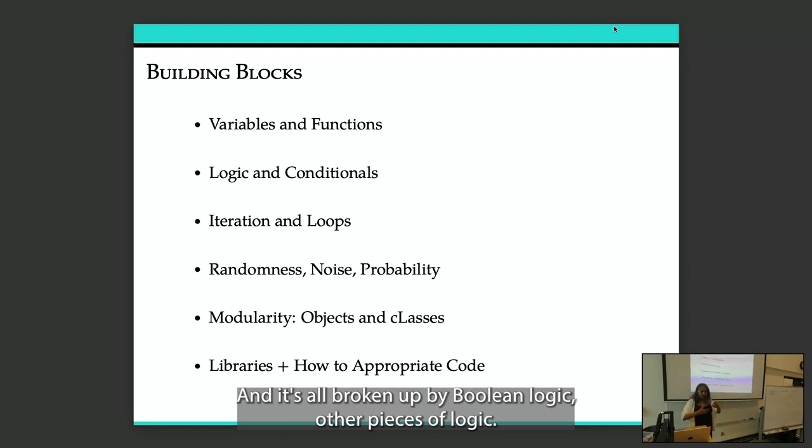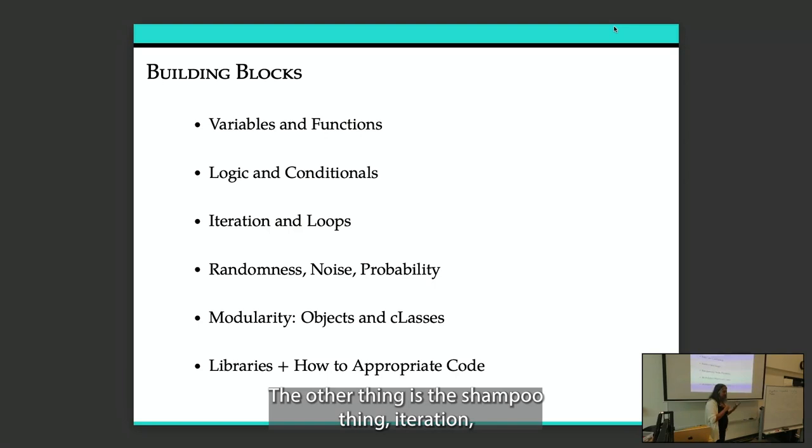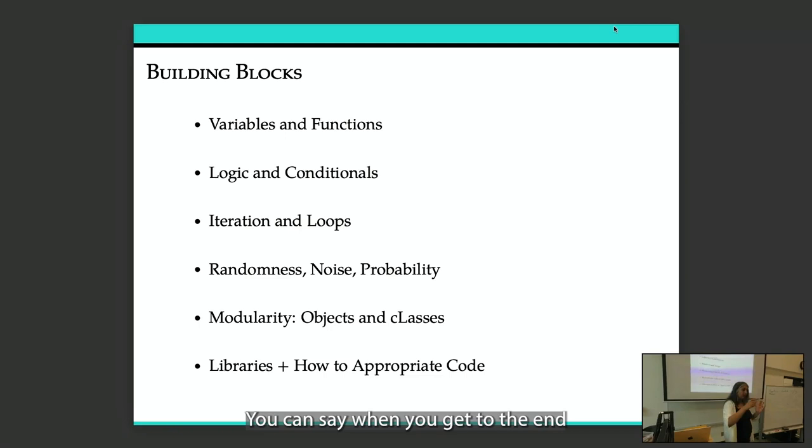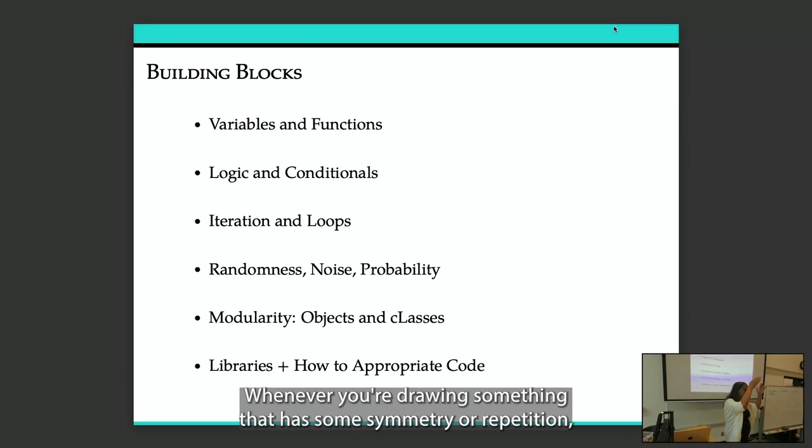The other thing is the shampoo thing. Iteration. Just keep doing this again and again. You can have it do it again and again forever. You can say, when you get to the end, loop, do this only 5 times. Do this only 10 times. Again, whenever you're drawing something that has some symmetry or repetition, it allows you to repeat really quickly.